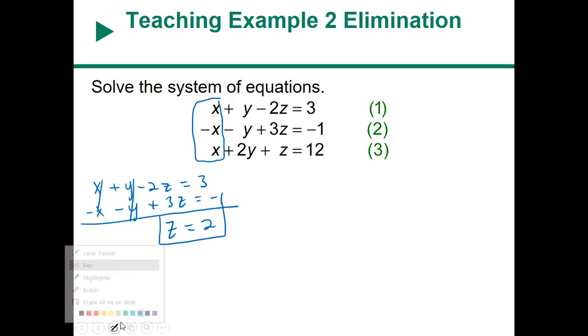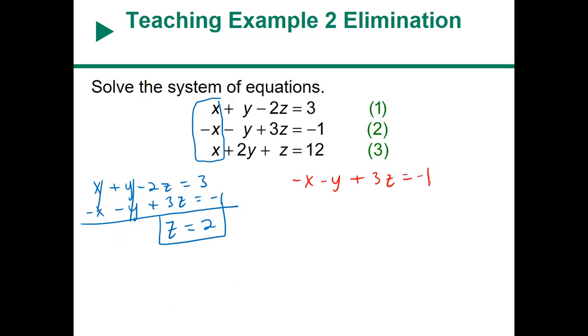Okay. Now I'm going to use the other 2 equations. So first I used 1 and 2. Now I'm going to use 2 and 3. So that gives me negative x minus y plus 3z equals negative 1. I get x plus 2y plus z equals 12. Again, my x's eliminate. I'm left with 1y plus 4z equals 11.